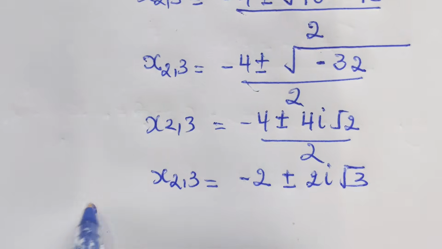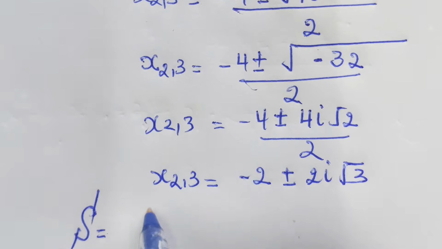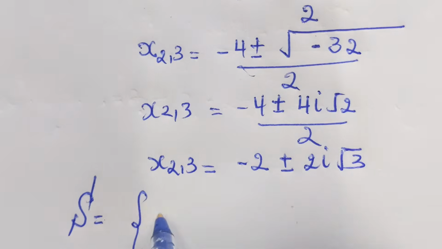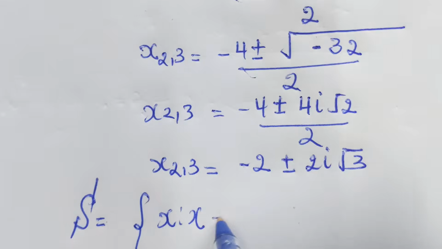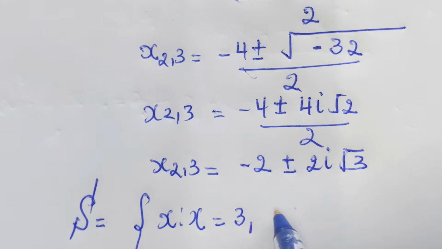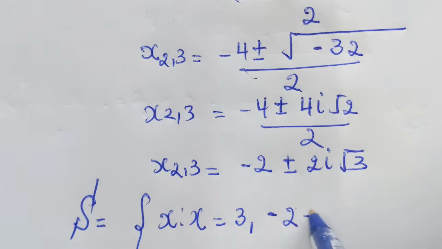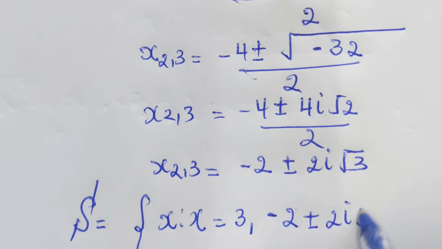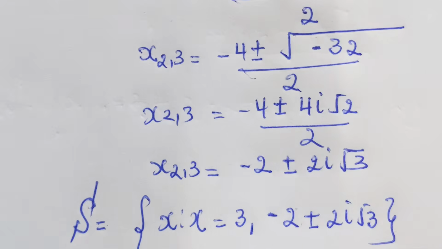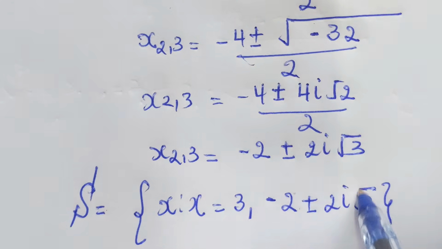Then the solution set: x such that x = 3 or negative 2 plus or minus 2i square root of 2. This is a square root.